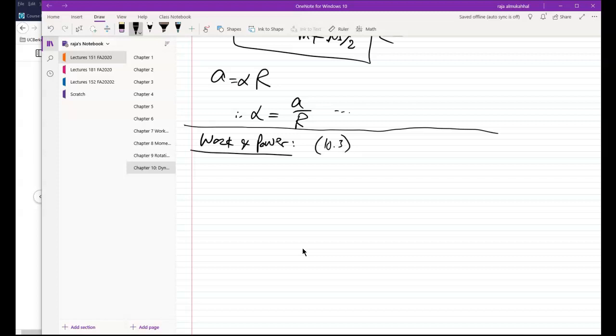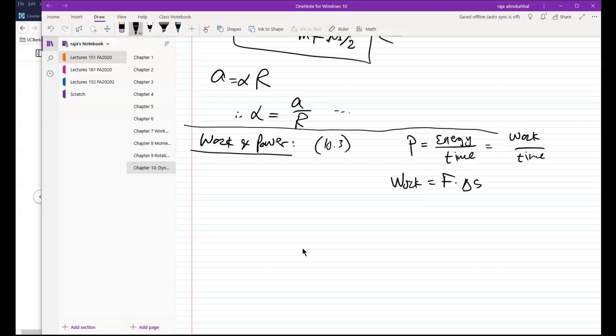Okay, so what does that mean? Remember we talked about power, and we said power is equal to energy over time. Remember that? Or it can also be written as work over time. And we said that work is F times x, remember that? Or because we're using rotational motion, I'm going to call it the arc length, delta s.